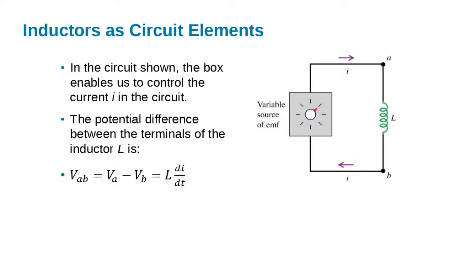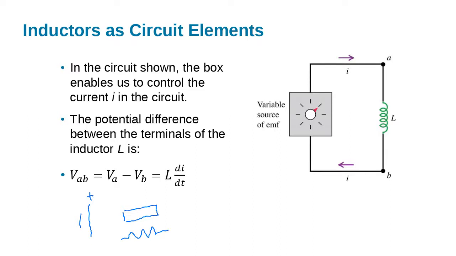So let's have a look in more detail at an inductor as a circuit element. We've looked at circuits before, with batteries and resistors and capacitors, and we've looked at the symbols for them. So we've got the circuit symbol for a battery. This is the positive terminal. And we've got the circuit symbol for a resistor, which is usually this. Sometimes you might see it as a zigzag.